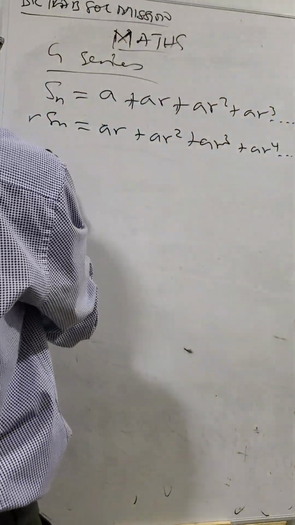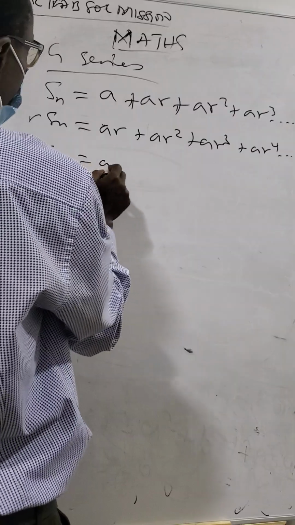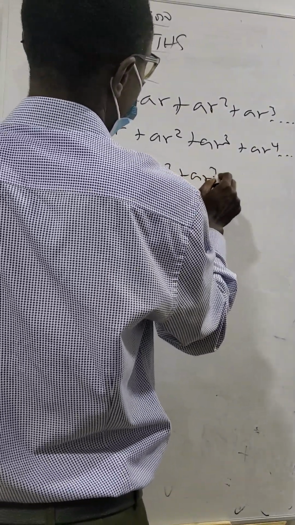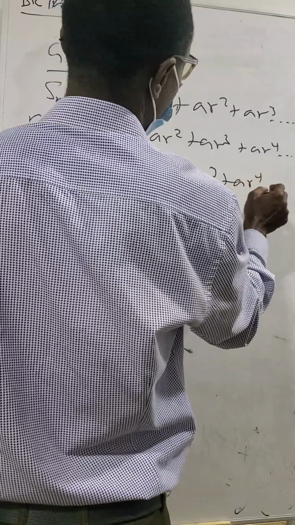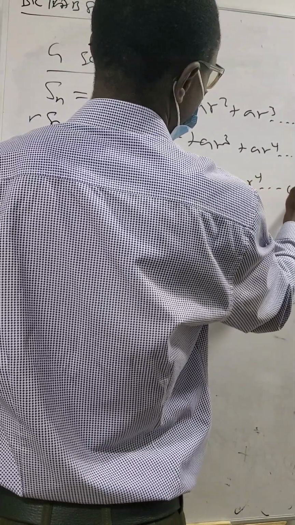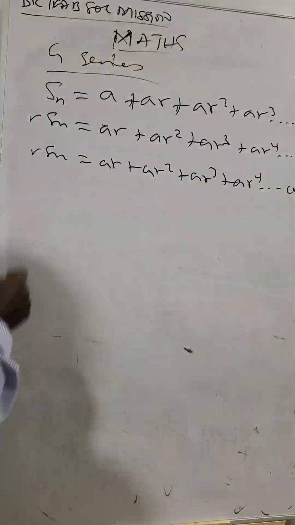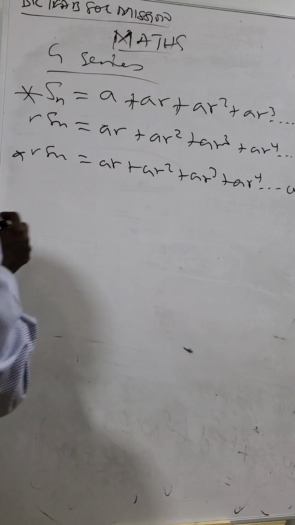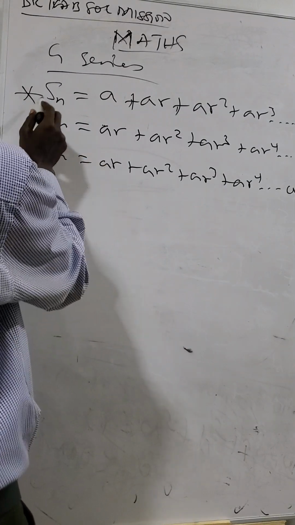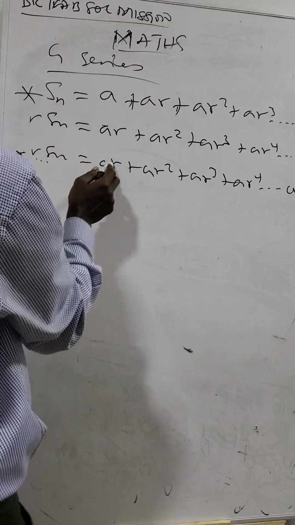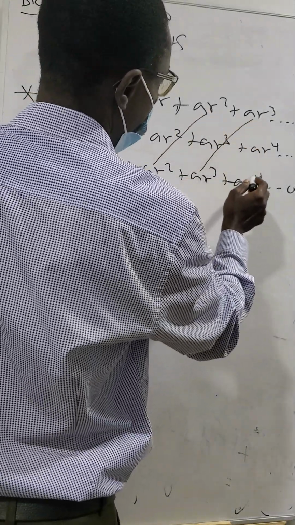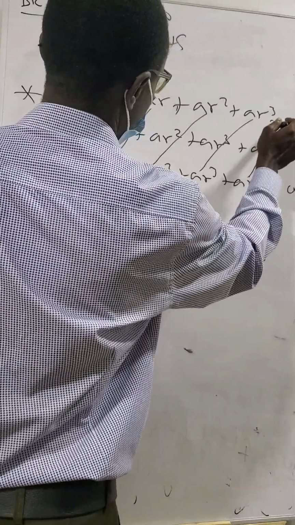And this is going to give us r Sn is equal to ar plus ar squared plus ar cubed plus ar to the power 4, and then ar to the power n. Now, if you look at this expression here and this expression here, you realize that if you subtract this one from that, this is corresponding to that, this is corresponding to that, this is corresponding to that, this, of course, will correspond to a number k.